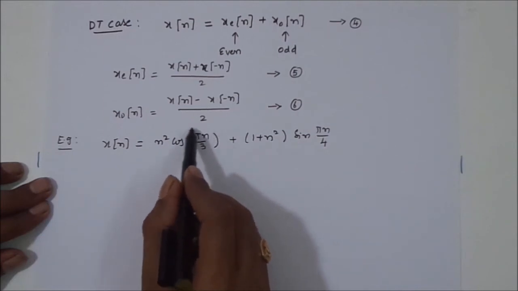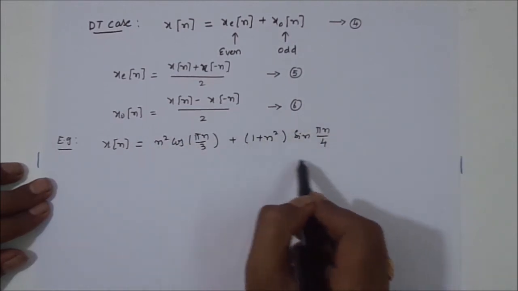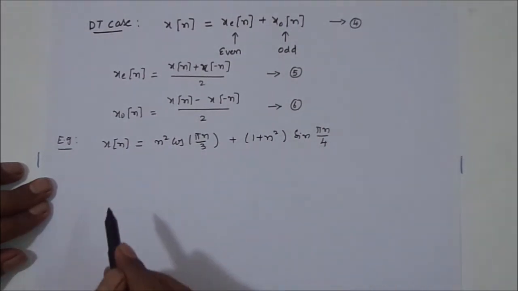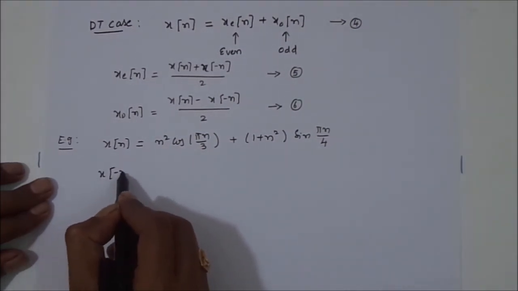Directly, the first term is an even signal and the second term is an odd signal. So we can say that this is the even part of the signal and this is the odd part of the signal. But let us proceed by using the equation.